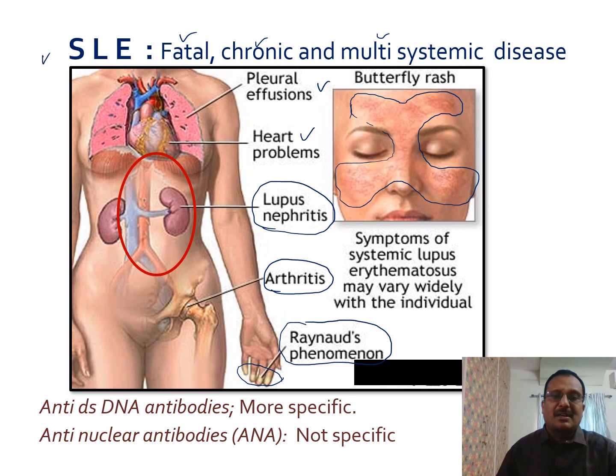And next, for the diagnosis, anti-dsDNA, double stranded DNA antibodies, is more specific, and anti-nuclear antibodies can also be done, but it's a non-specific test. But preliminarily we will do the ANA detection. If the ANA is positive, then only we can go for anti-double stranded DNA antibodies to diagnose this particular condition.